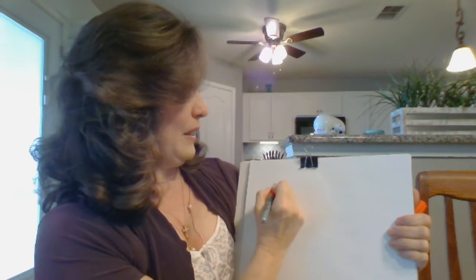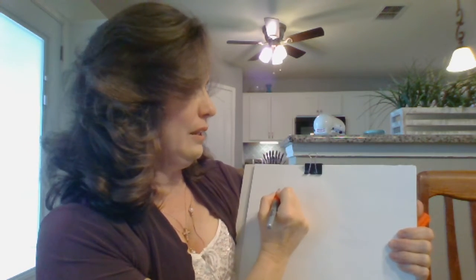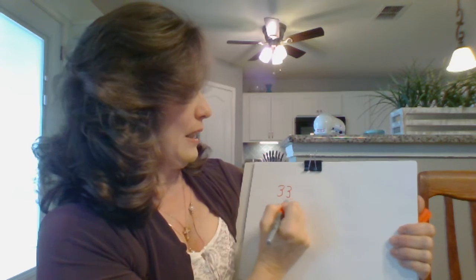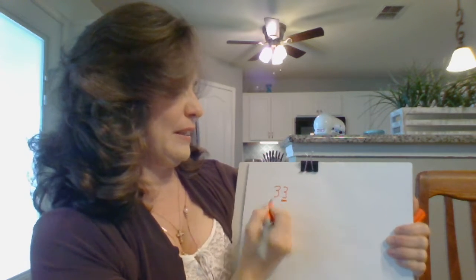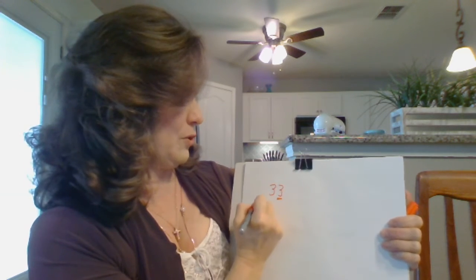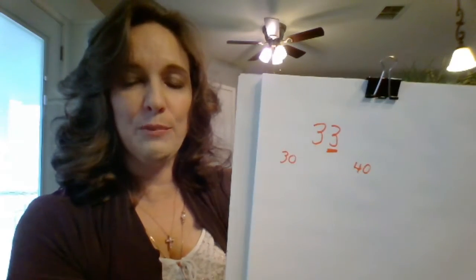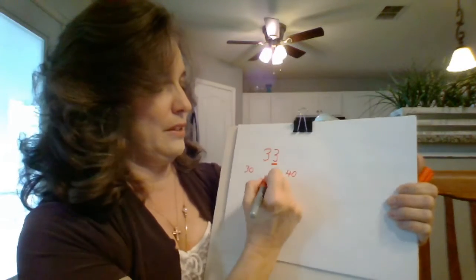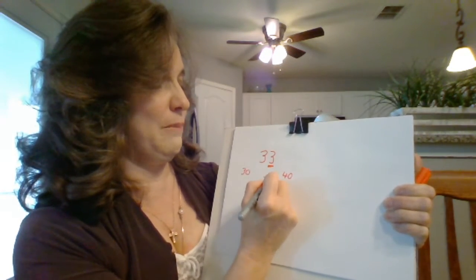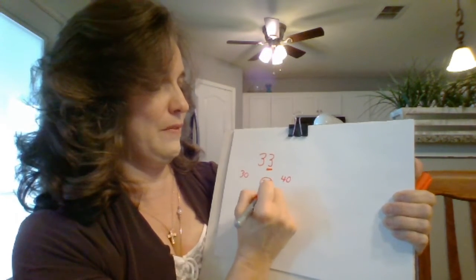So when you're rounding to the nearest 10, you have to look at the ones place. So if I have 33, I'm going to look at the ones place to find out if this is closer to 30 or closer to 40. All right, what's halfway between 30 and 40? 35. That's your tipping point. That's the tip of the mountain.